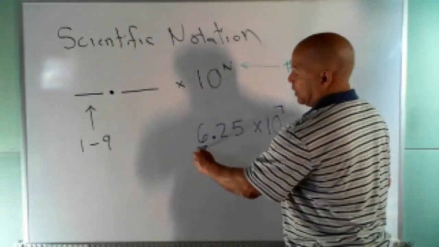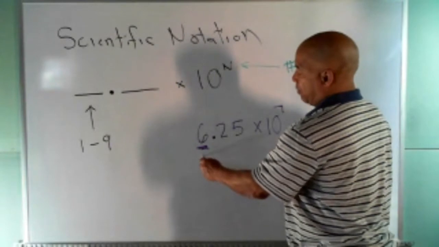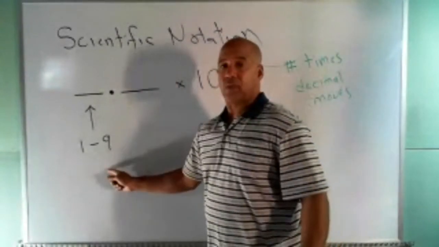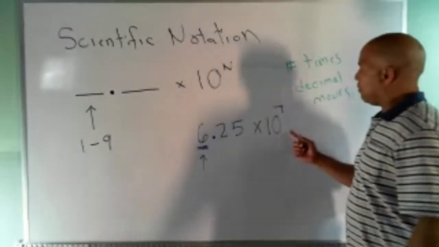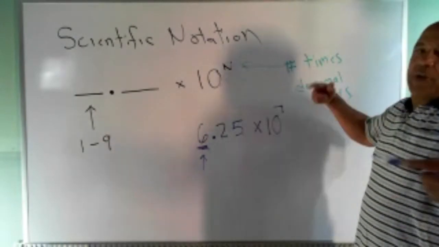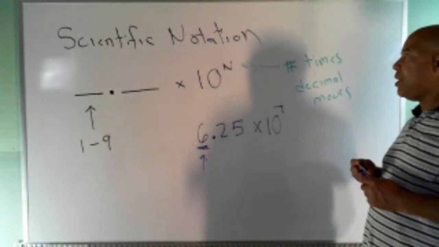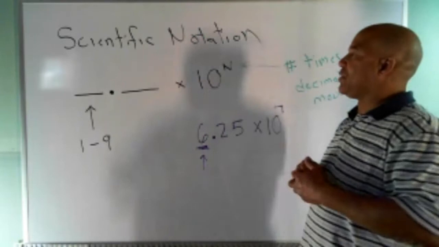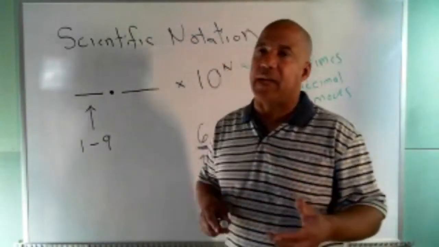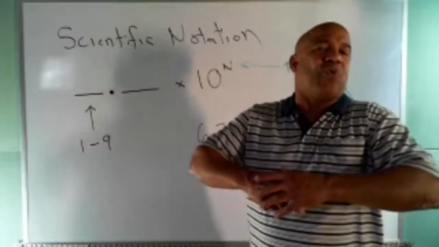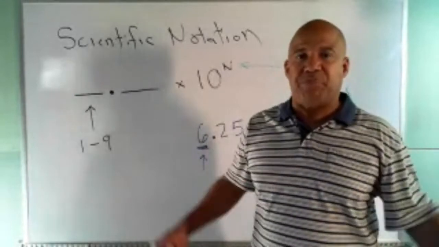I got one place to the left of the decimal point, and that one place is one of these digits, 1 through 9. And so this you got to be able to do. Now, why do we use scientific notation? The reason scientists use scientific notation is, as I said, scientists deal with extremely large numbers, big numbers.